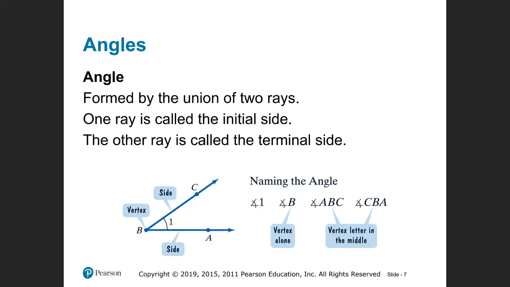Angles are formed by the union of two rays. One ray is called the initial side, the other ray is called the terminal side, and the common point is called the vertex. So we can name the angle formed in this diagram as angle 1. We can name it angle B, which is the vertex, or we can name it as angle ABC or CBA. If you use all three letters, the vertex must be indicated in the center.